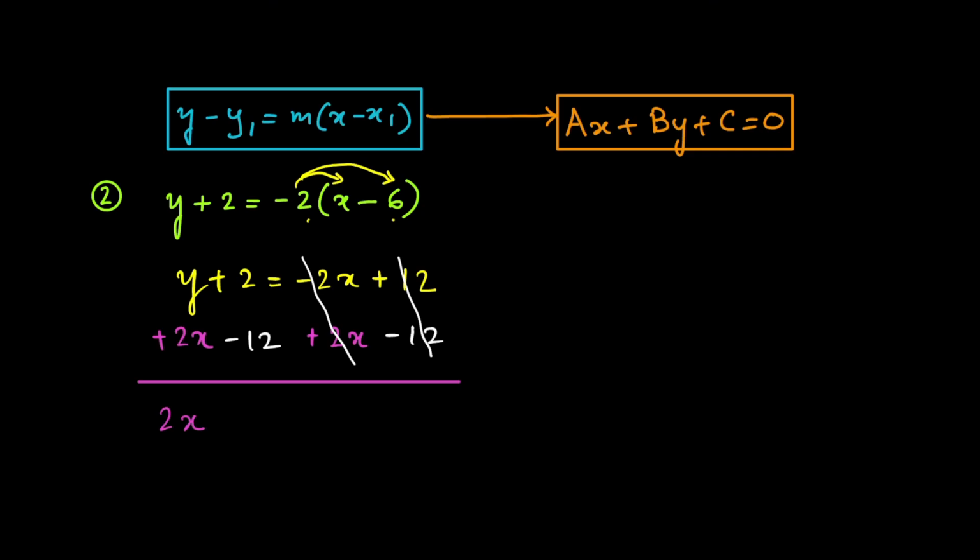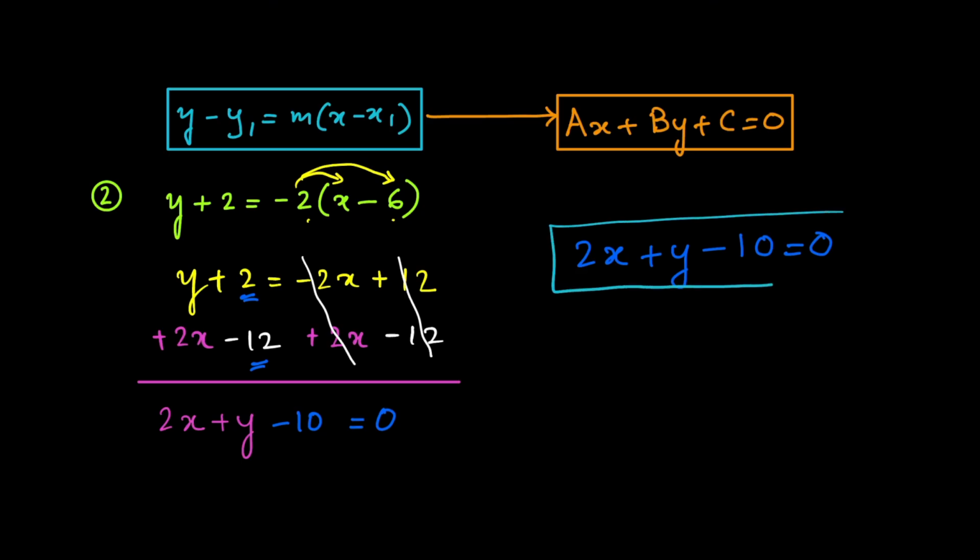first we write 2x, then we write y, and then we write the constant. So the constant is minus 12 and plus 2, which is minus 10, and on the right side we have 0. So we get the equation 2x plus y minus 10 equals 0. Now this time we don't have to switch the sides. So this is the answer for it. And if we want to write the values of a, b, c, a is 2, b is 1, and c is minus 10.